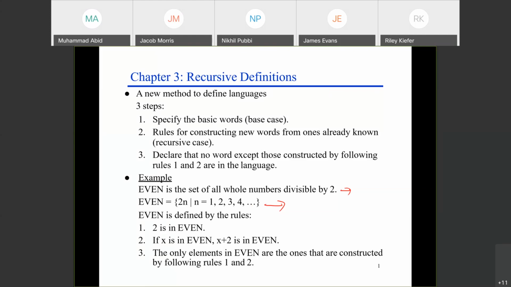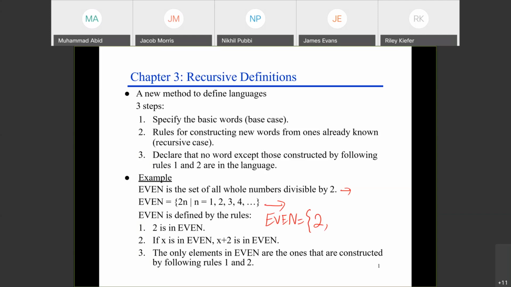But now we are interested in finding the recursive definition. Our base case, without any proof or implementation, we just follow the fact: 2 is in my language even. I do not know what the even language is, so I just write even, and I am saying I want to generate a word. My base case says 2 is part of my language, 2 is in even. From the base case, I generate one word of my language.